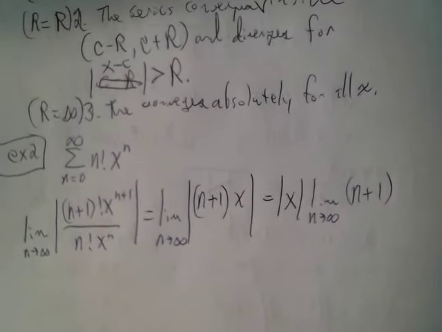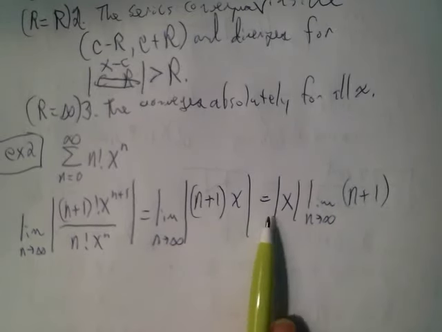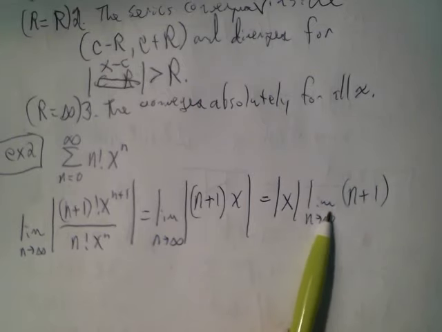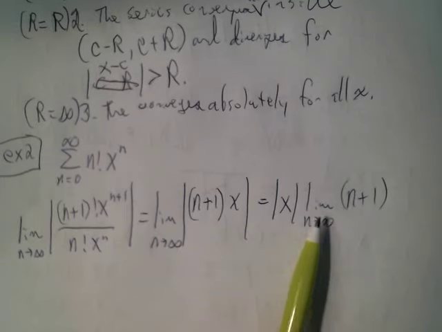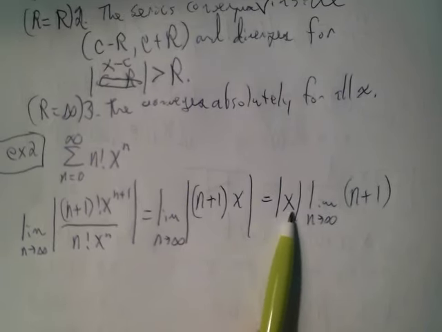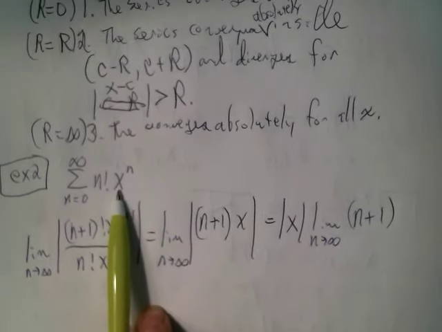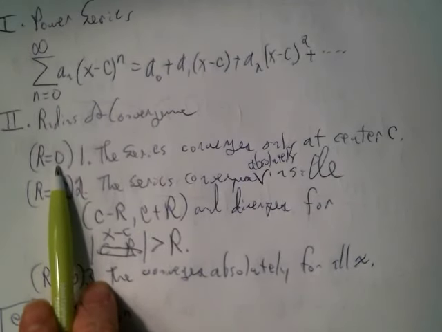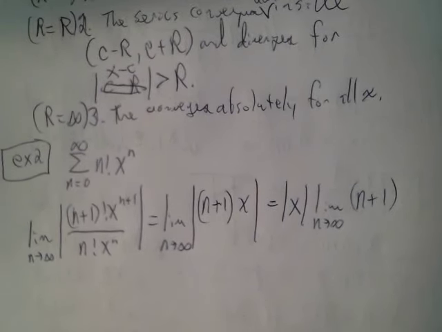And then this limit will go to infinity right here. And if you multiply it by a positive constant, it'll still go to infinity. The only number that will work will be when x is 0. And in that case, you'll have convergence. So for this particular power series, its radius of convergence is this first case. So it's r equals 0. It's divergent everywhere except at 0.